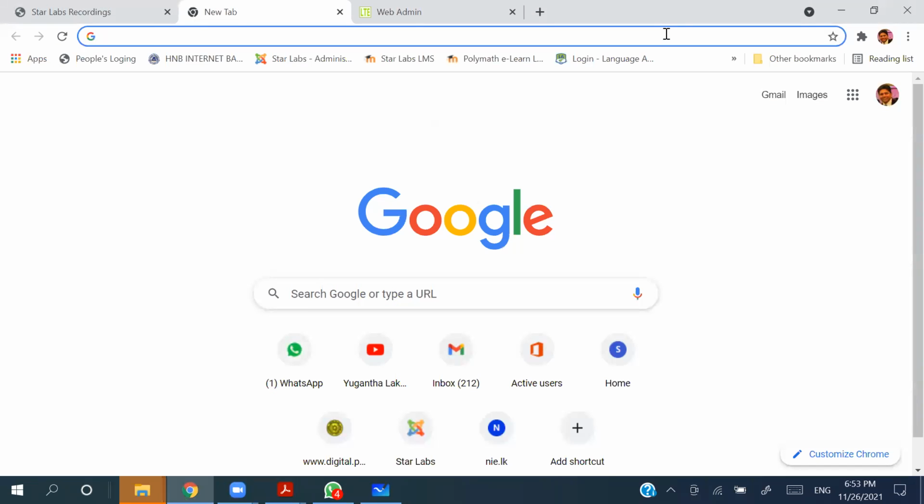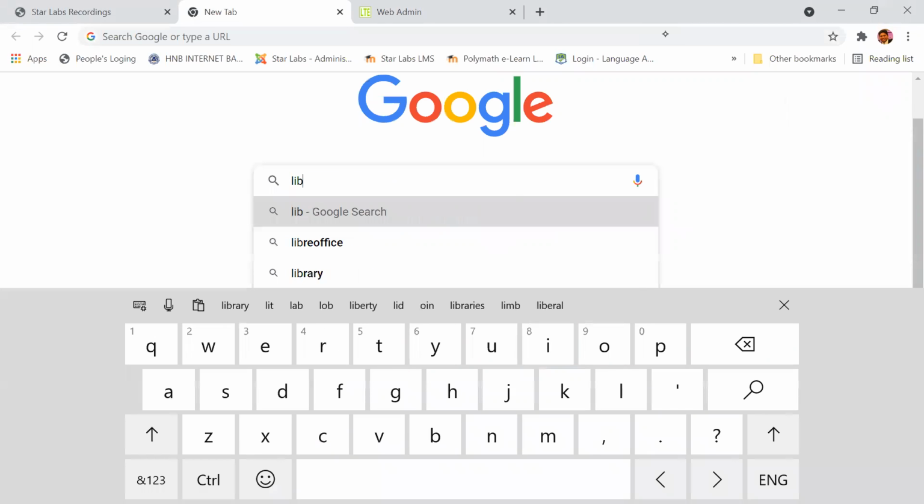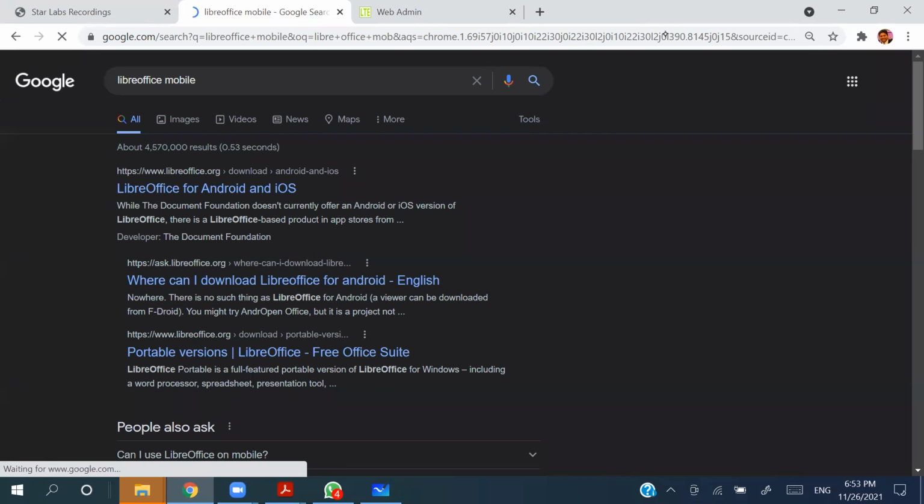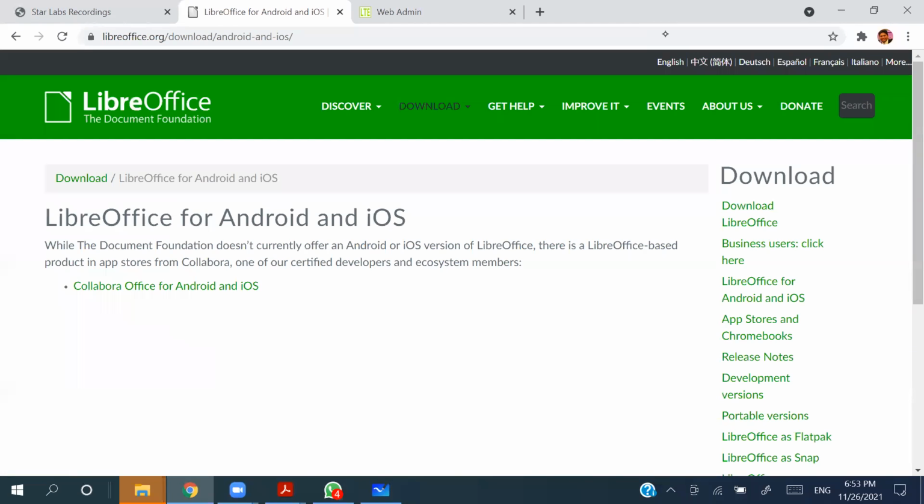Let's check whether Libre has given anything new to the world. LibreOffice mobile, do we have anything? Oh, yeah, there's something called LibreOffice for Android and iOS. Ah, hold on. Now LibreOffice is not providing anything. Here it says there is a LibreOffice based product called Collabora Office for Android and iOS. So, no, Tadara, I don't think we can take OpenOffice Writer as well, because LibreOffice or OpenOffice, let's check that as well. I don't think so.